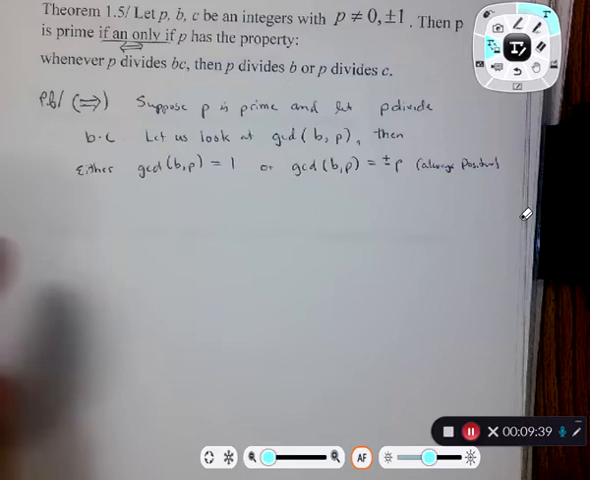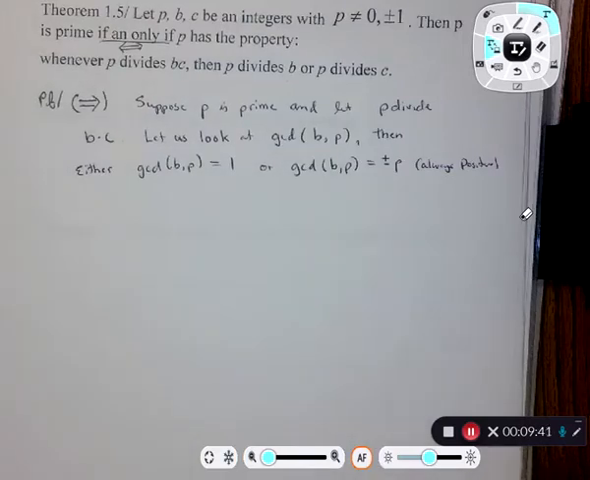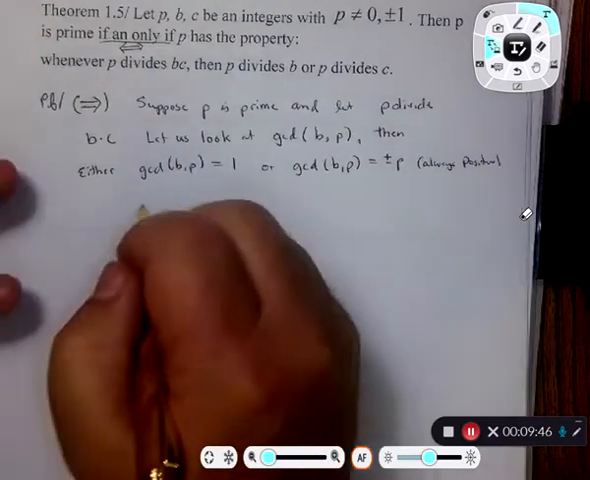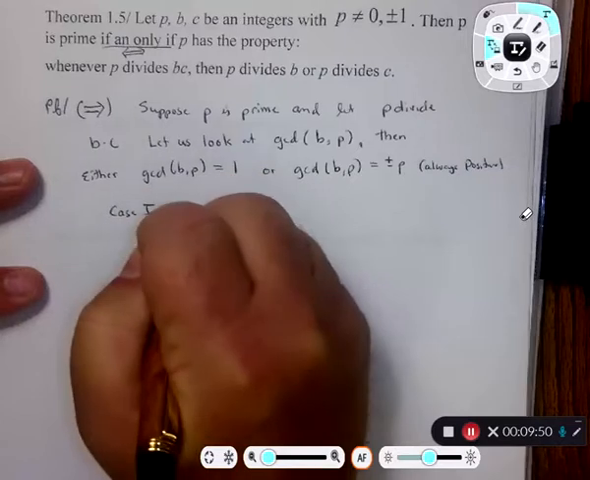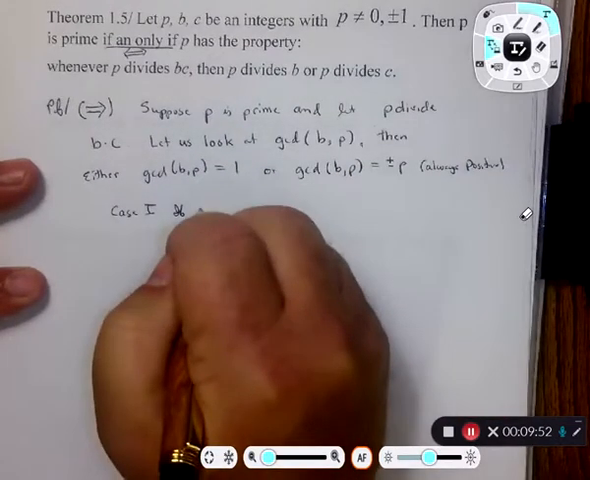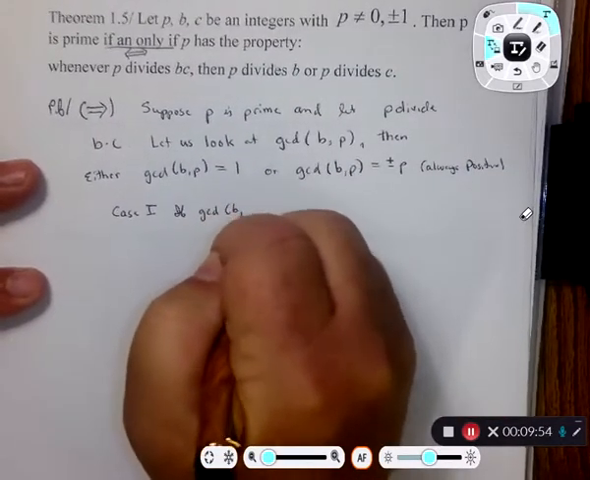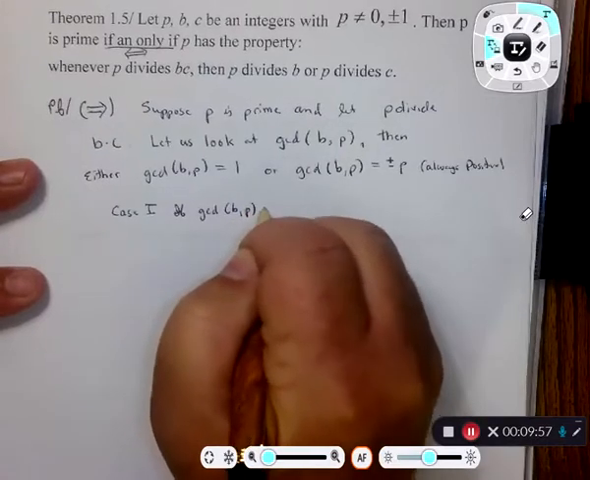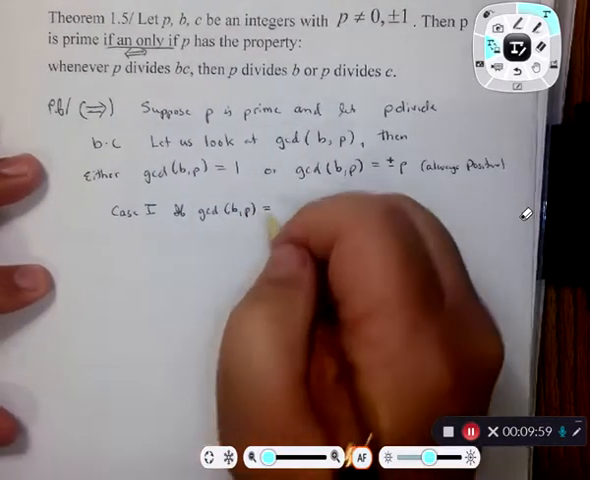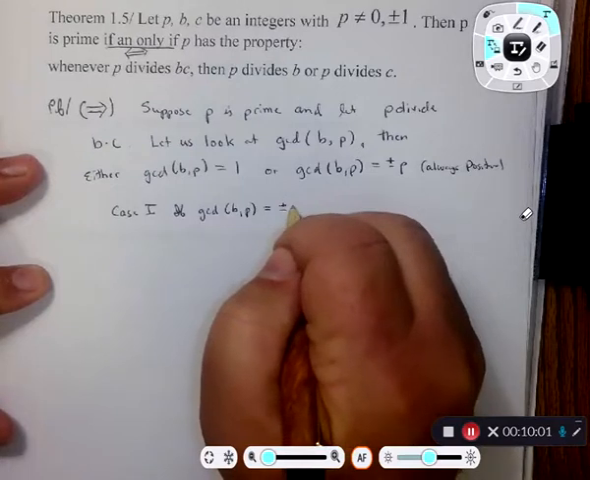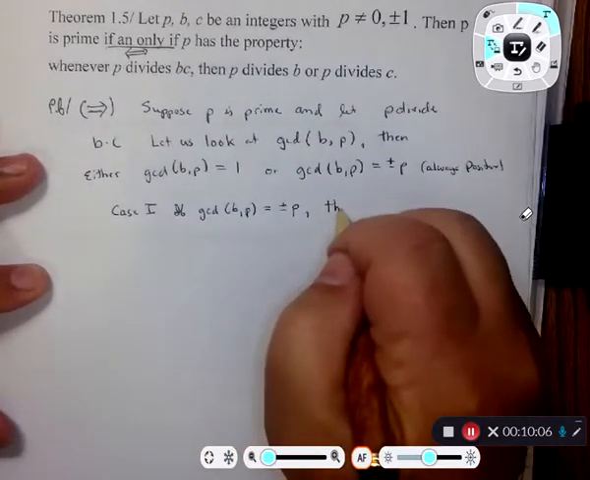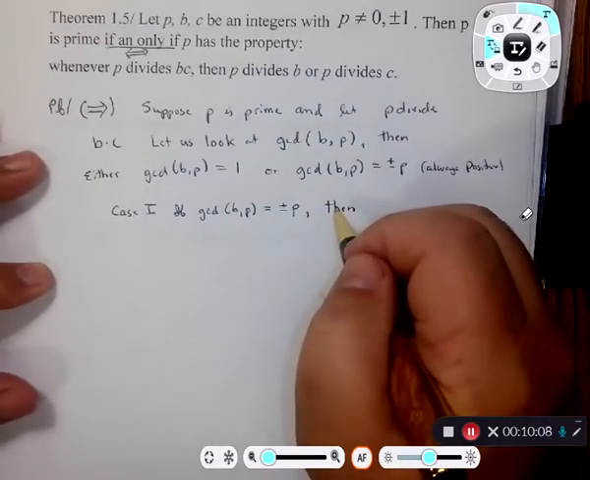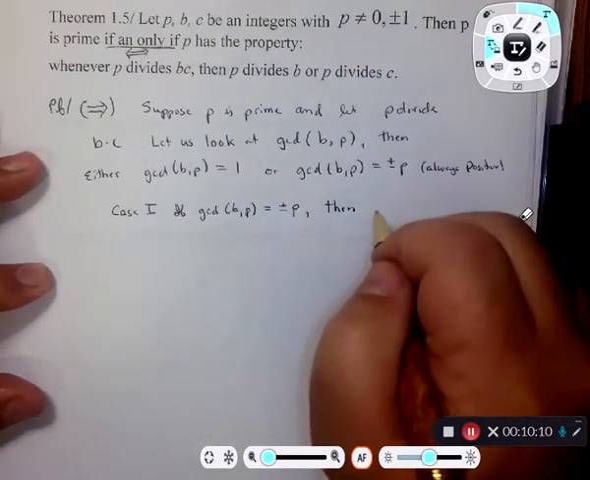Now, basically, I just broke this into two cases. So we'll focus on the two cases here. So we'll do the easy case. Case number 1. If the GCD of P and B is equal to plus or minus P, then we automatically know that P divides B.